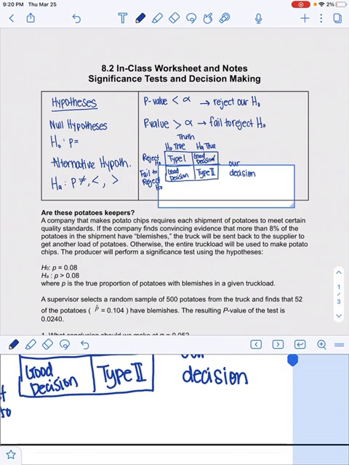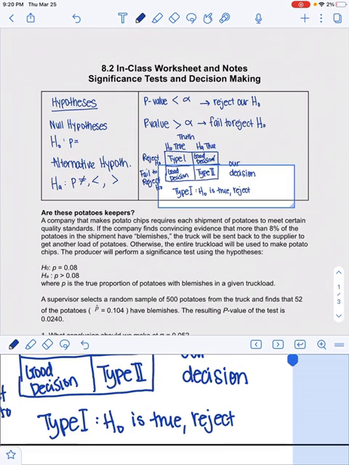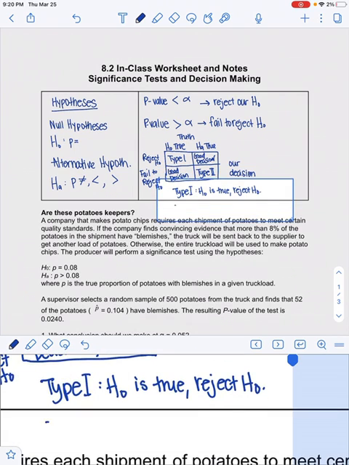So one more time. A type 1 error means that our null is true, yet we reject it as our decision. And a type 2 error is where our alternative is true, yet we failed to reject our null.